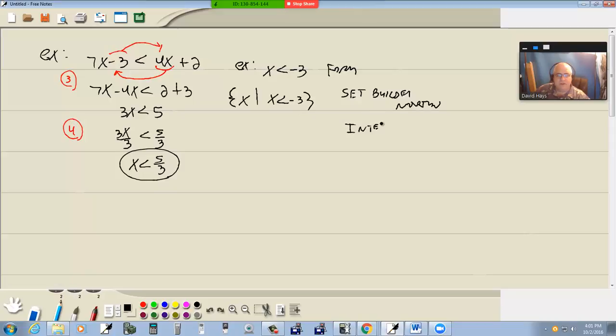Now for our interval notation. It's a less than, so it's going to negative infinity. Now infinities always have parentheses on them. Now this one is specifically a less than, not a less than or equal to, just a less than. Since there's no line underneath here, that means we put a parentheses on this.